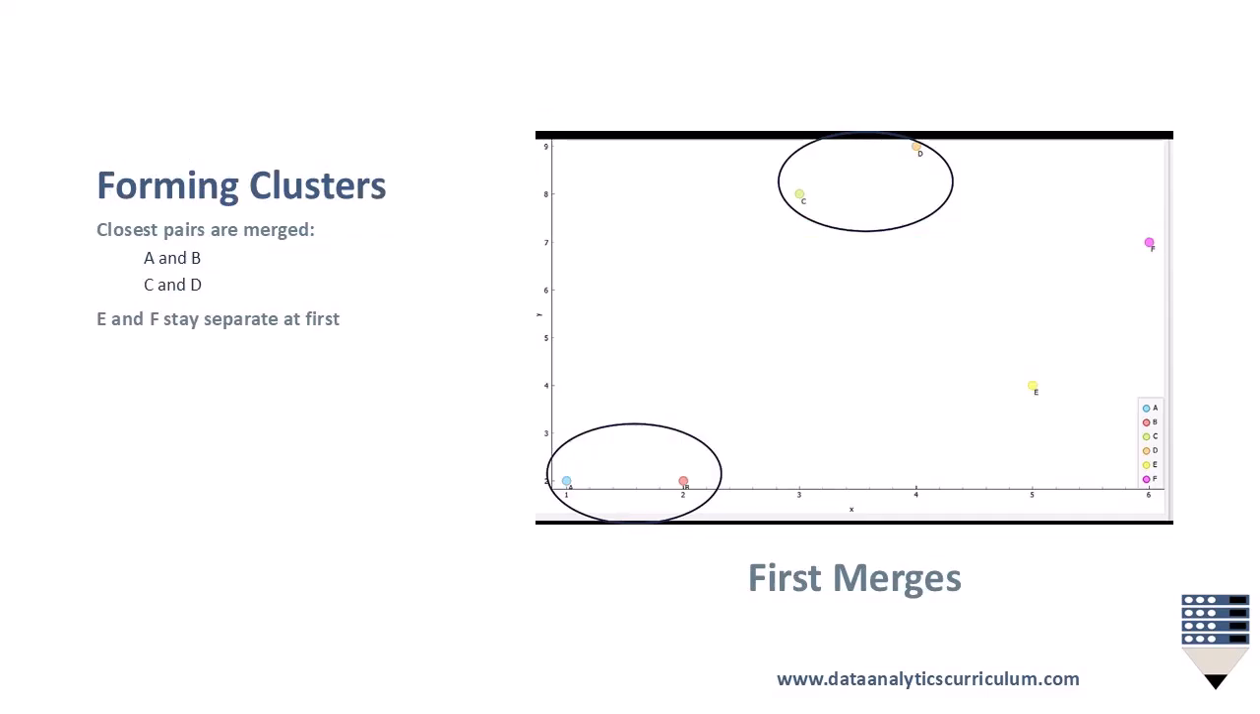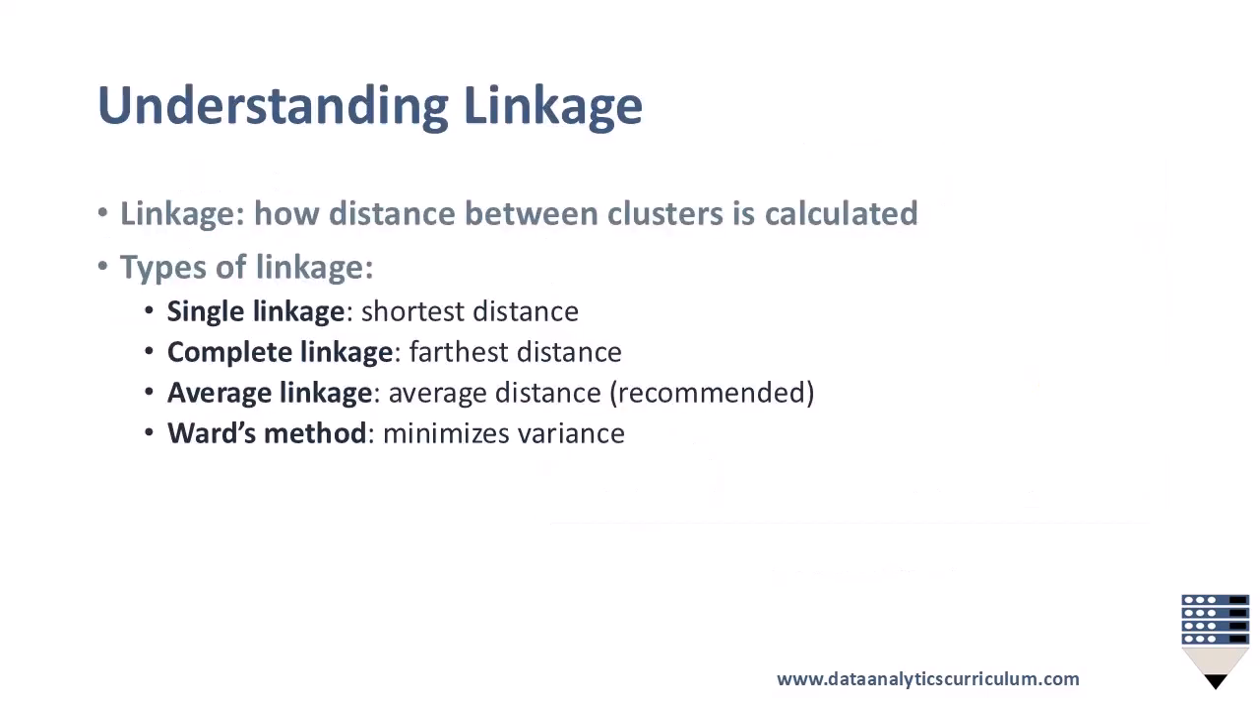Forming clusters. At first, the closest pairs merge, such as A and B, or C and D, while others like E and F might remain separate. As the process continues, more points and small clusters are added to form larger groups.